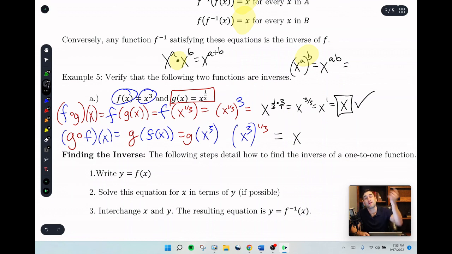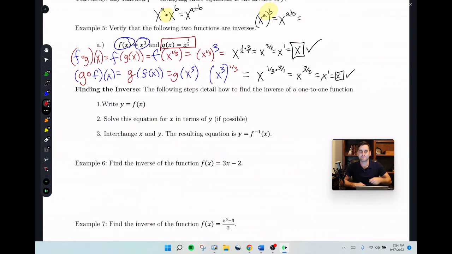If that's confusing, maybe go back and watch the composite video. But here we go. Same exact system, same exact law that lets us do this all. And we get back to our x. Good to go. So it's not too crazy of a system.